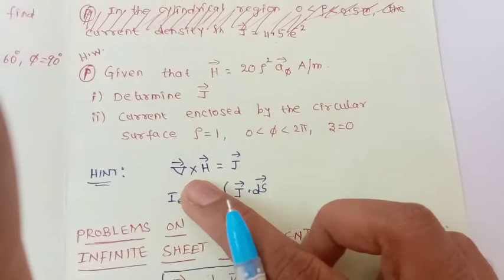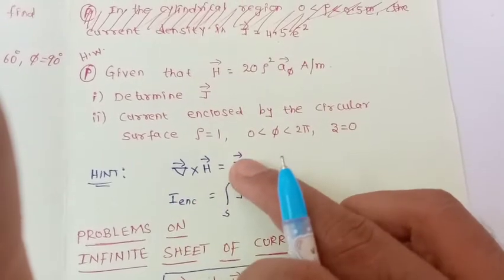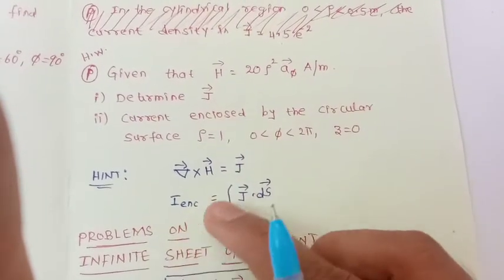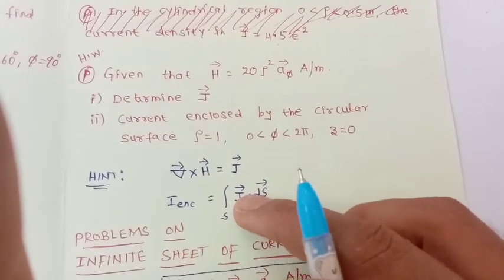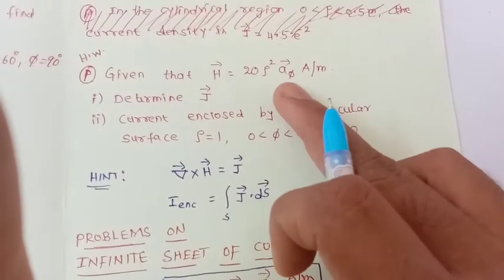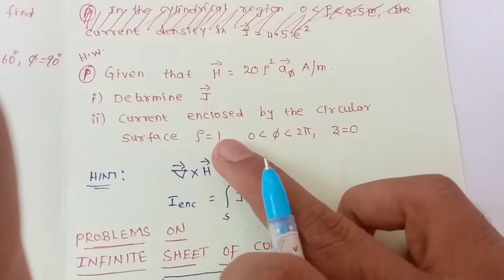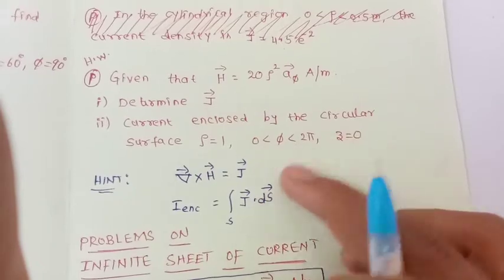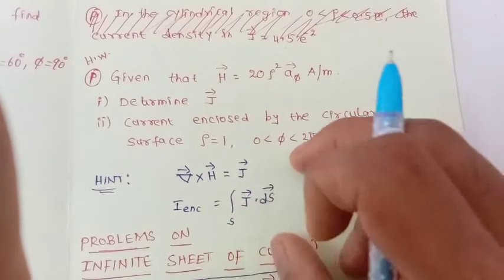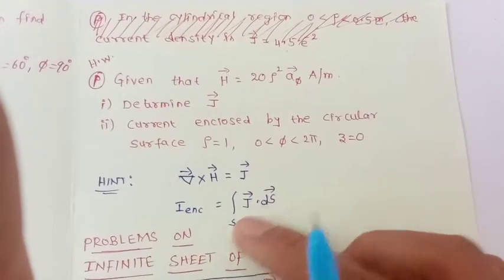Is it clear? We know that del cross H̄ is equal to J. After finding the J value, I enclosed is equal to the surface integral of J̄ · dS̄. Since they have given phi, it becomes dρ dz. Since z is equal to 0, after getting the z value, observe what dS is, then decide it and apply that.